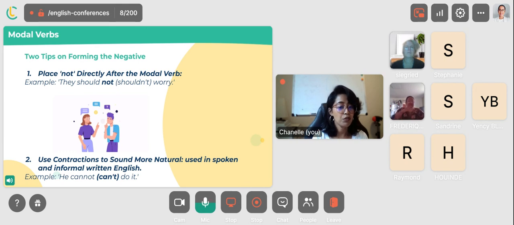Two tips for forming the negative. We place not directly after the modal verb. For example, they should not or shouldn't worry.